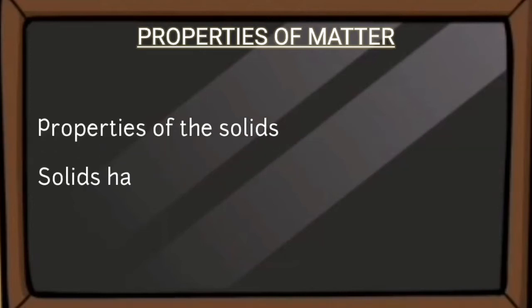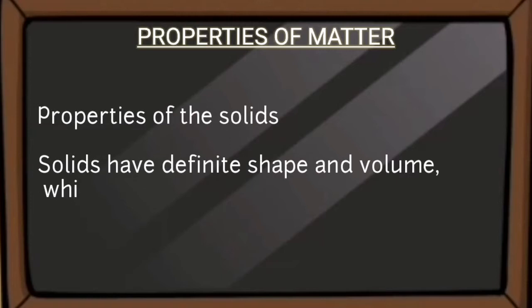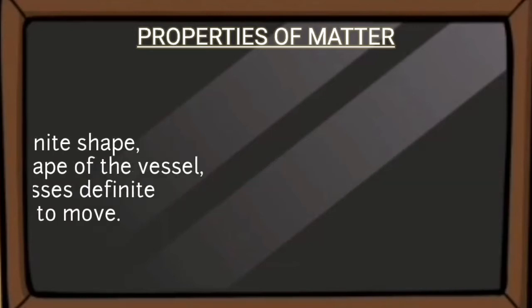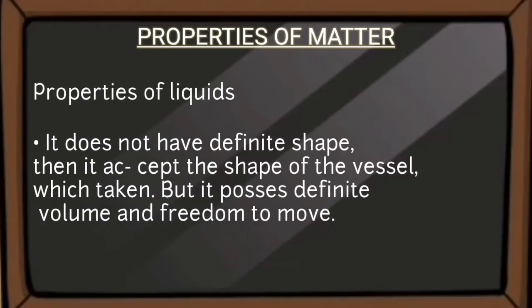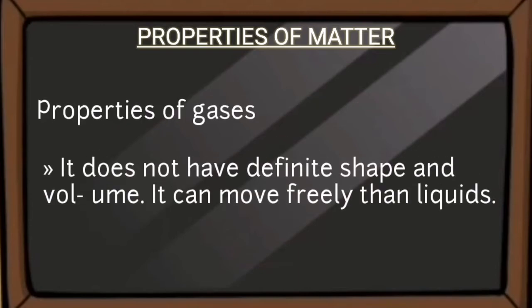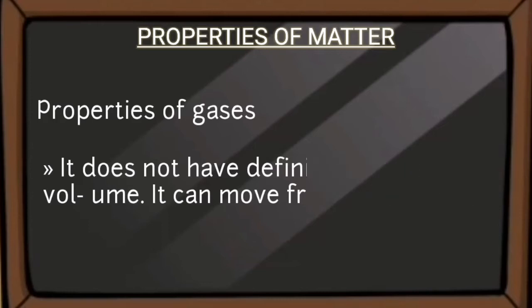Properties of solid. Solids have definite shape and volume, have high density and have no freedom of movement. Properties of liquid. It does not have a definite shape, it accepts the shape of the vessel in which it is taken, but it possesses definite volume and freedom to move. Properties of gases. They do not have definite shape and volume. They can move more freely than liquid.